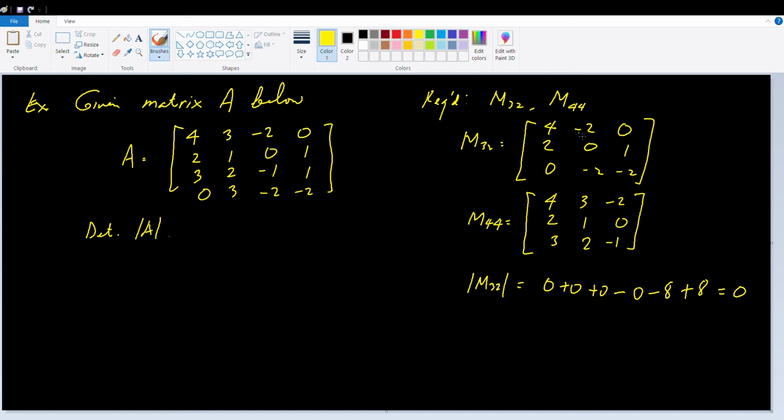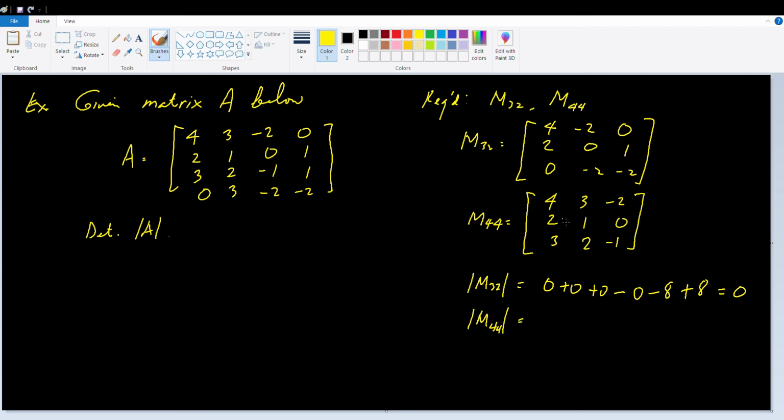So negative of positive 8 is negative 8. And then minus the product of 4, negative 2, and 1. So minus negative 8, that will be positive 8. How about the minor M sub 4, 4, or the minor of A44?